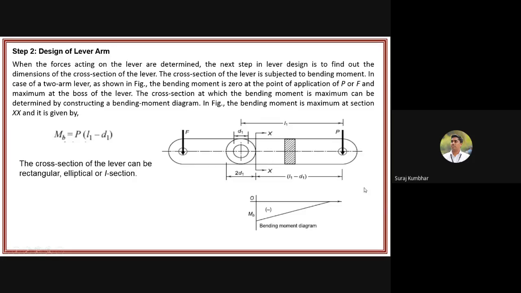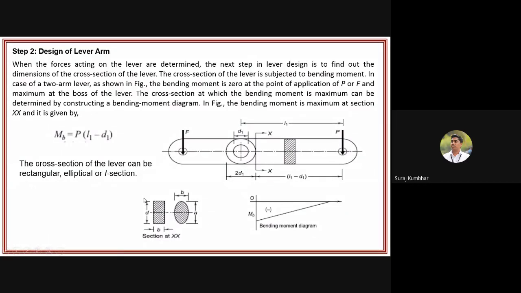Here they have considered rectangular. It may be elliptical or it may be I section. In an examination or problem statement, they may give you any type of cross section: elliptical, I section, or rectangular. So you should be ready to solve the problem whatever the type. The cross section of the lever can be rectangular, elliptical, or I section.